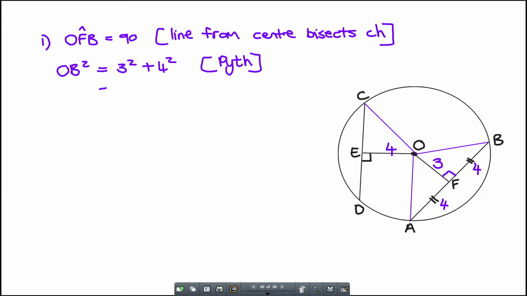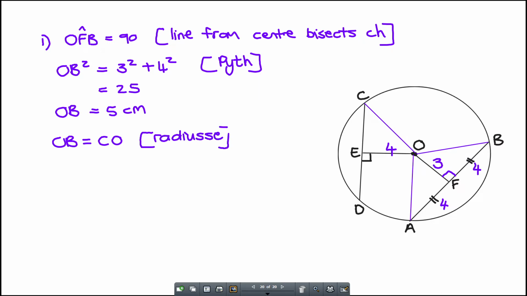Okay, so OB kwadraat, daar is mos 9 en 16, so dit gee my 25, which means that OB will be 5 centimeters. Nee. And now you can say OB is equal to CO, want hulle is albei radiusse. Okay, so nou gaan ek gaan werk in my tweede driehoekie, nee?